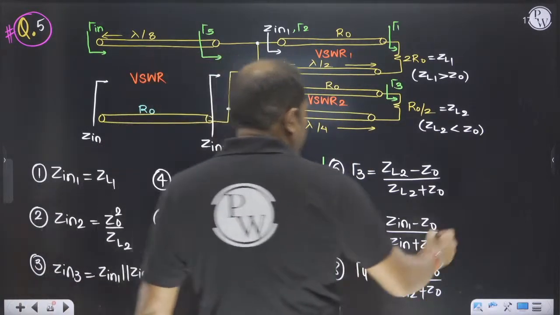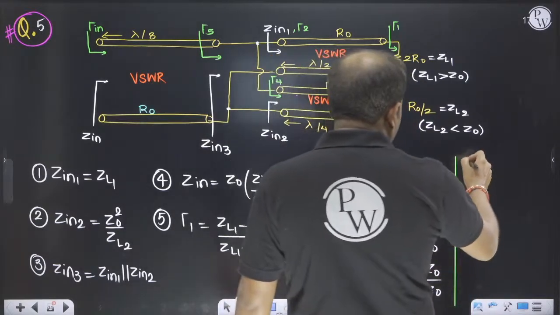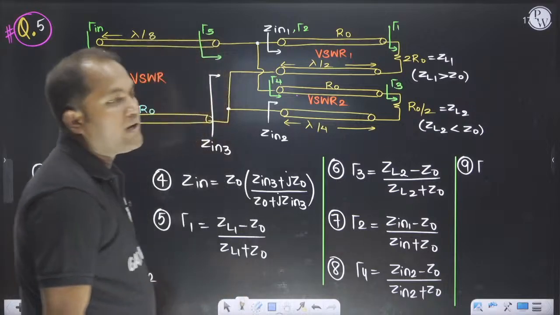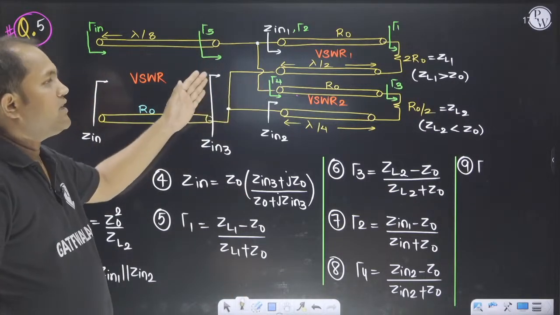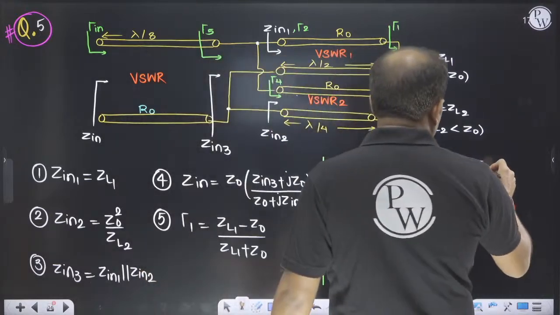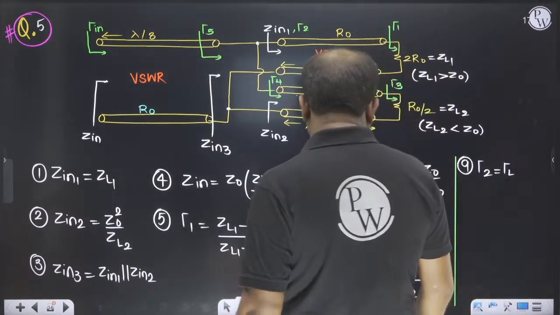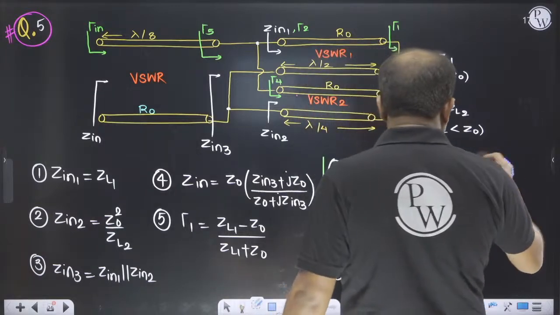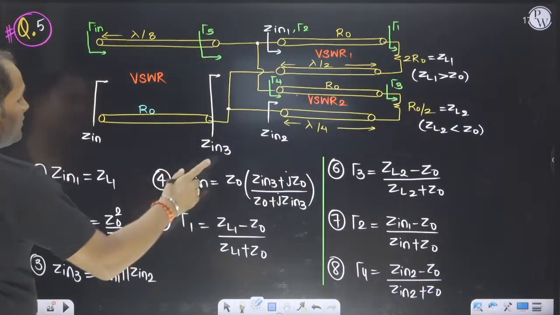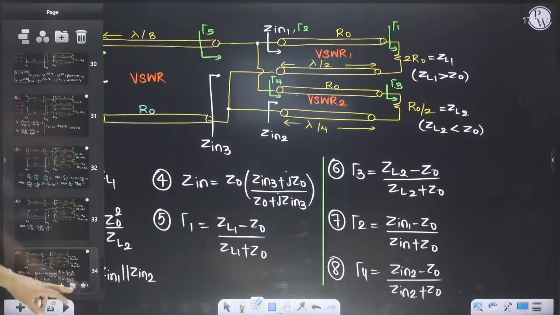Then we have gamma L. What is gamma L? Gamma L means reflection coefficient. So what is gamma 2 in terms of gamma 1? Gamma 1 e to the power minus j beta L. I will write it down on the next page. So this is the formula for the reflection coefficient. There are so many other formulas also.